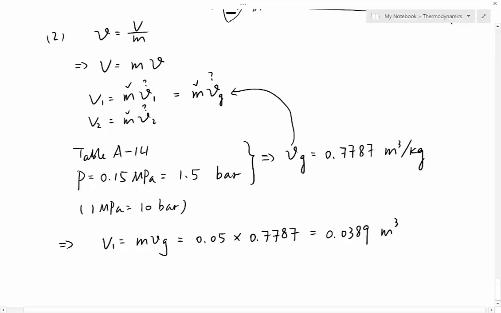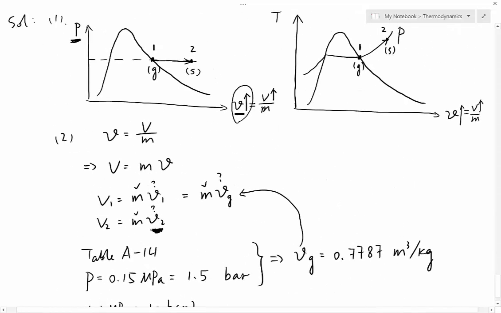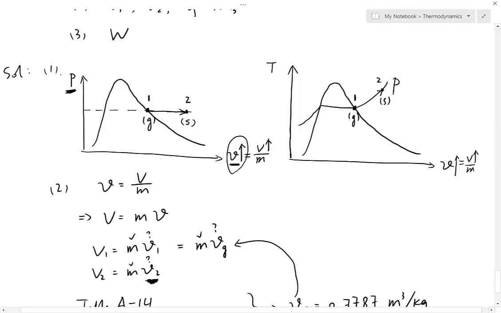Next one, we just need to look for V2. And V2, what's the key to look for V2? Is to look for nu 2. As long as you can find nu 2, you can find V2 easily. Is it possible for us to use a table, just similar to what we did before, to find nu 2? The answer is yes. Let's go back to the diagram. What's the phase of number 2 again? It's superheated ammonia vapor. And we do have a table for superheated ammonia vapor.